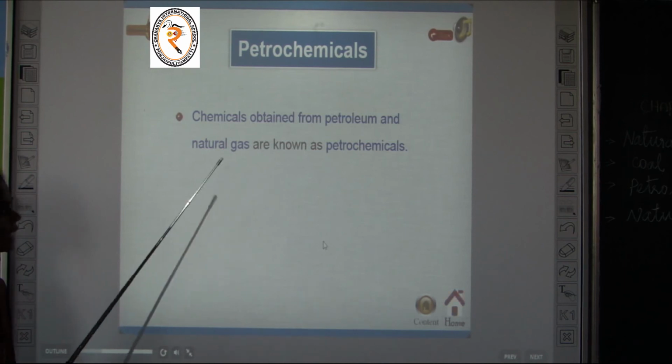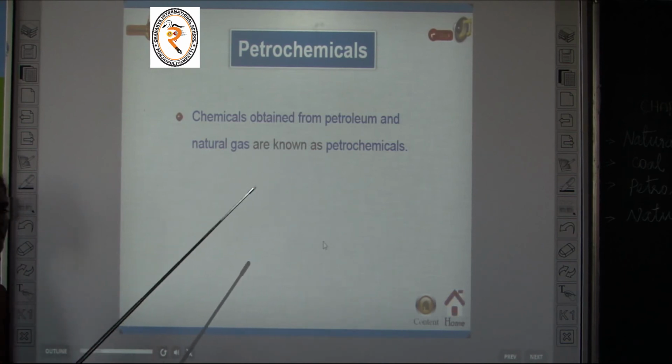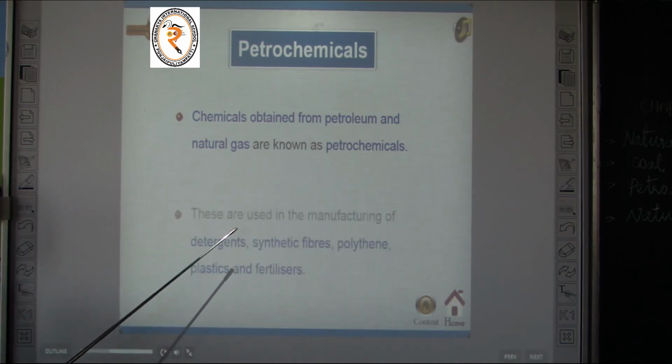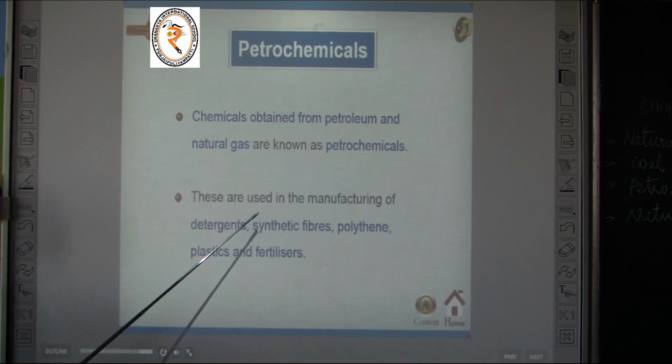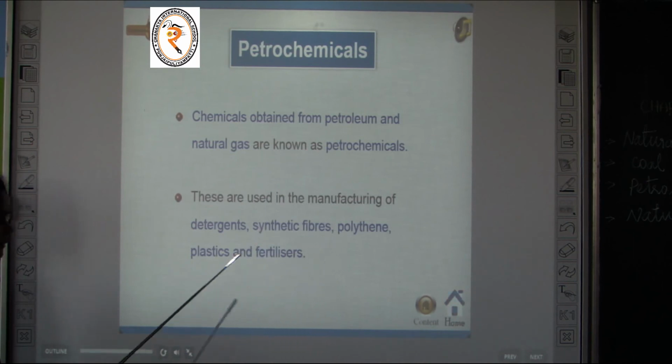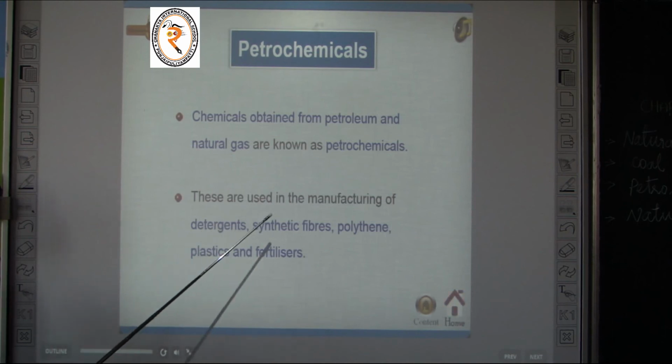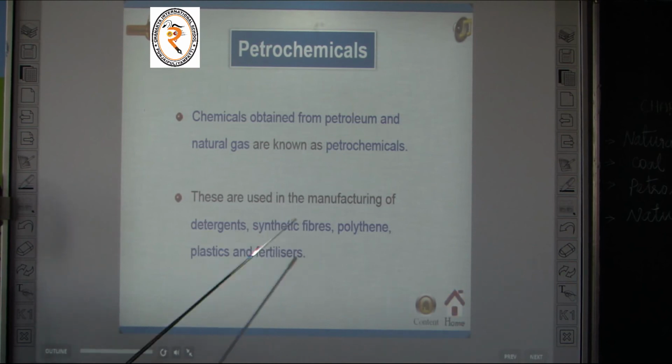Natural resources like petroleum and natural gas are known as petrochemicals. See, these are used in the manufacturing of detergents, synthetic fibers, polythene, plastics and fertilizers. What is the use of petrochemicals? They are used in the manufacturing of detergents, synthetic fibers, polythene, plastics and fertilizers. So these are all the uses of petrochemicals. Next one.